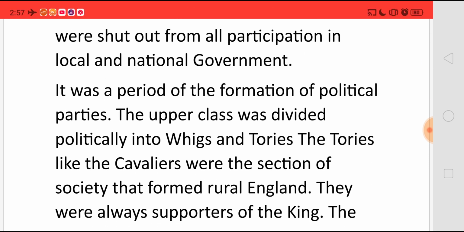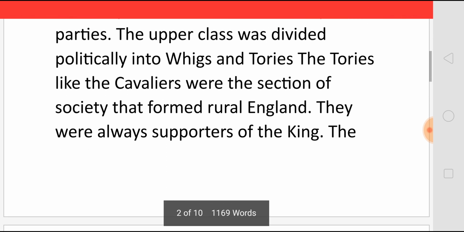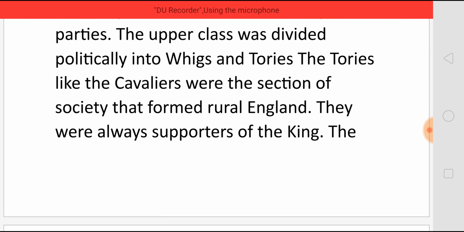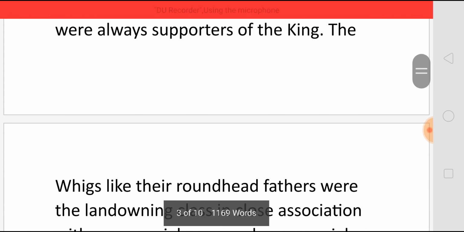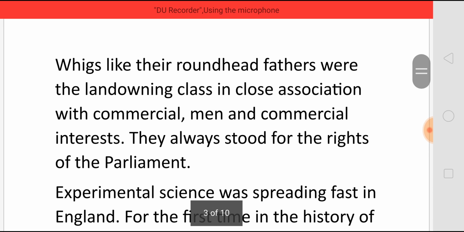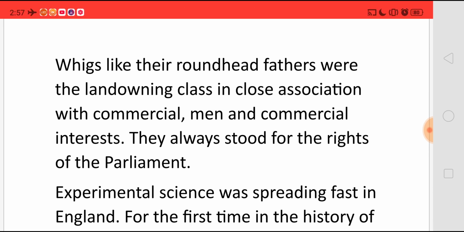And this is the time when many political parties were formed, and the upper classes were divided into Whigs and Tories politically. The Tories, like the Cavaliers, ruled rural England, and they were supporting the king, whereas the Whigs, like the Roundheads, were supporting the parliament, and they represented the landowning class, and they were associated with commercial interest.